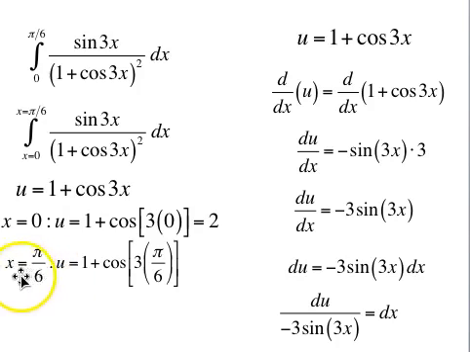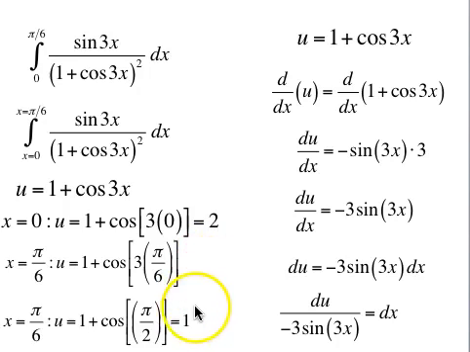Well, if x is pi over 6, u is 1 plus cos 3x. 1 plus cos 3 times pi over 6. 3 times pi over 6 is pi over 2. This will become 1 plus cosine of pi over 2. Well, cosine of pi over 2 is 0. Think of your unit circle. Pi over 2 is 90 degrees. There is no x value at 90 degrees on the unit circle. Cosine is the x value. Cosine of pi over 2 is 0. So my upper endpoint is 1, which is a little strange.